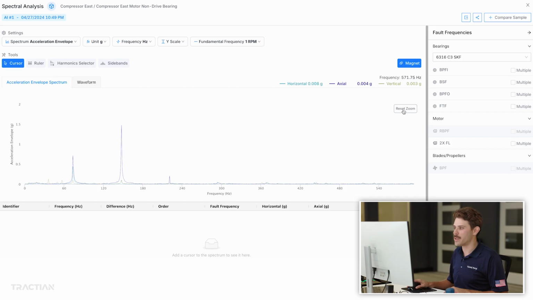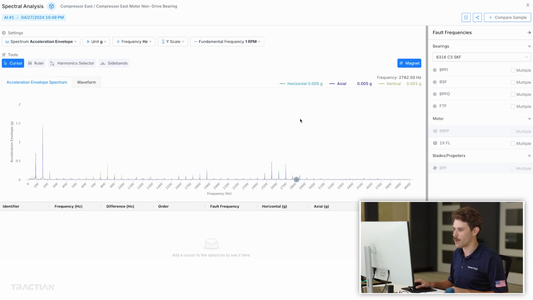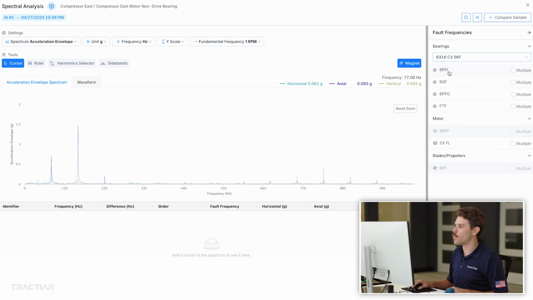So I want to go to the acceleration envelope, and here I want to reset my zoom, understand what's going on with the data, and then I want to zoom back in a little bit back here. And so we have these fault frequencies that show failure modes of bearings over here on the right. And you'll notice they're BPFI, BSF, BPFO, and FTF. BPFI corresponds to ball pass frequency inner, which is an inner race defect of a bearing.